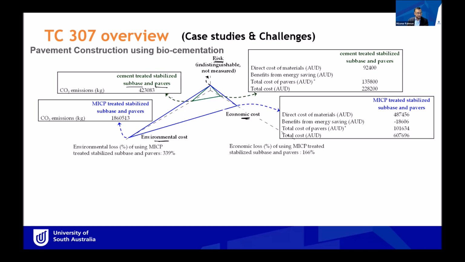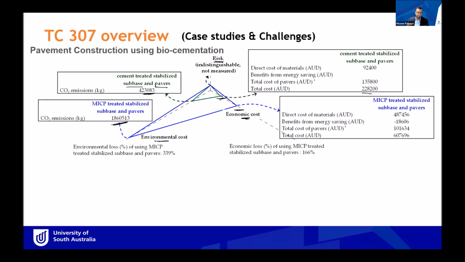If we use cement directly, in this case, the emission is quite a lot lower than MICP. Okay, it looks like quite a big number. Again, over here, if we look at the cost in Australian dollars, cement is quite a lot lower than MICP biocementation. So when we talk about biocementation, people think it's sustainable, environment friendly, with less carbon emission. Not necessarily all the time.